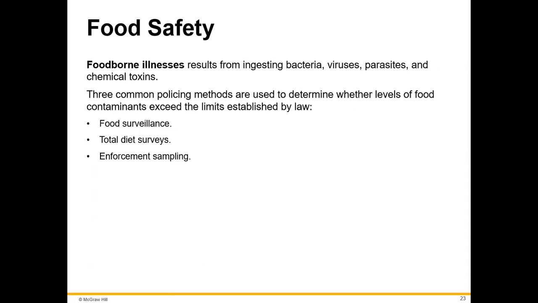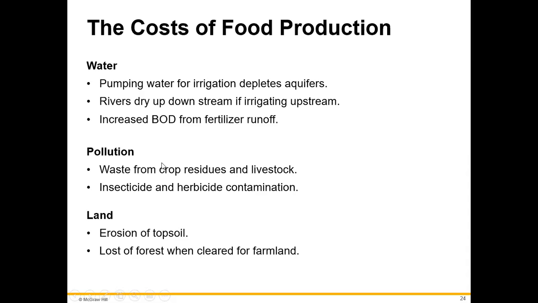All right, quickly talking about food safety. It comes from ingesting bacteria, viruses, parasites, and toxins. And these are the ways that we look for keeping those out of food. And then your book also talks about the requirements for food production, just to make food. This should make you more aware before you throw something away.